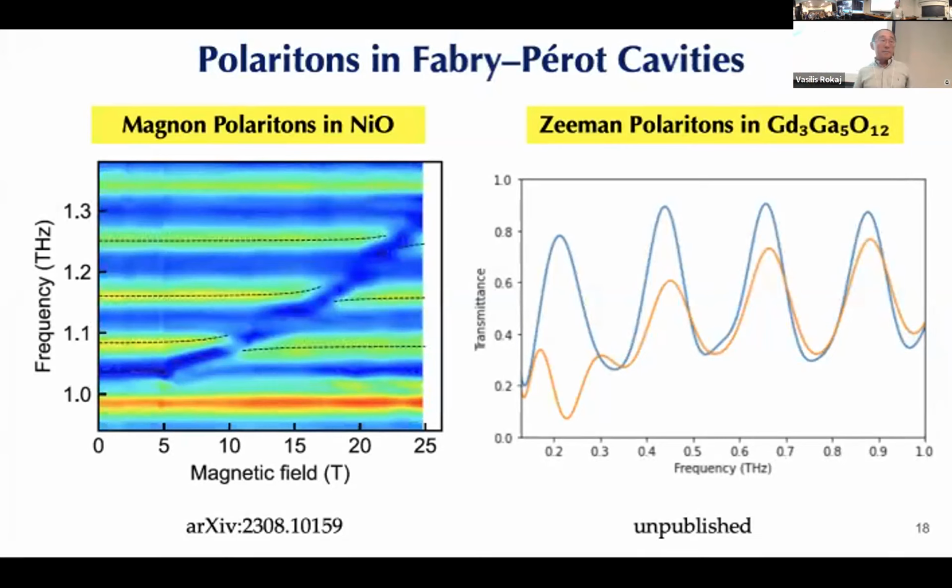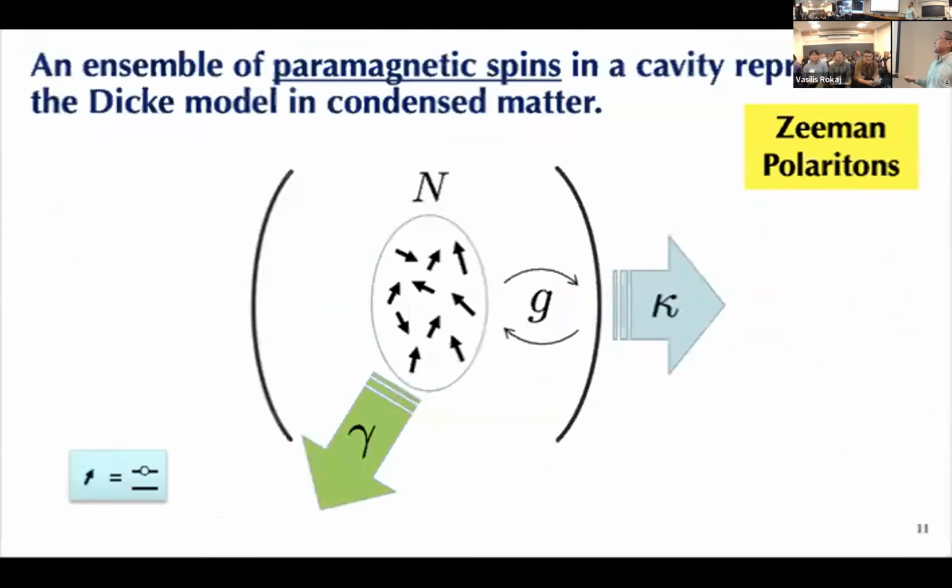So all the multiple reflections are good for this. So we have multiple Fabry-Perot modes, and then there are two examples. This is a magnon polariton example in nickel oxide, which is an antiferromagnetic insulator. This is a Zeeman polariton example in GGG, gadolinium gallium garnet. I want to focus on this unpublished work first.